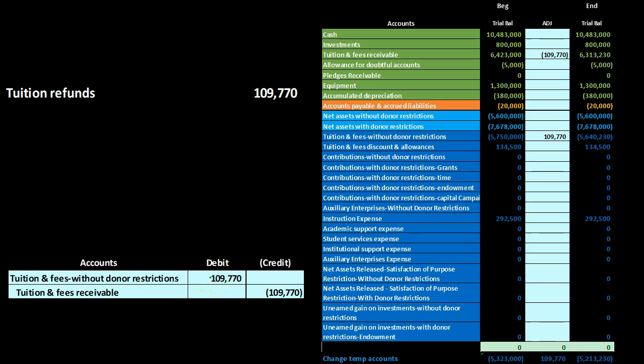So we have the tuition and fees without donor restrictions here. We have the credit balance in the tuition and fees. We're going to debit it, bringing it down. Then we have the tuition and fees receivable. It has a debit balance. We're going to credit it, decreasing the receivable.